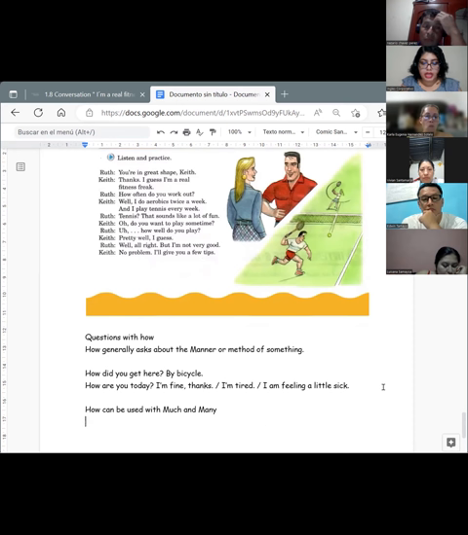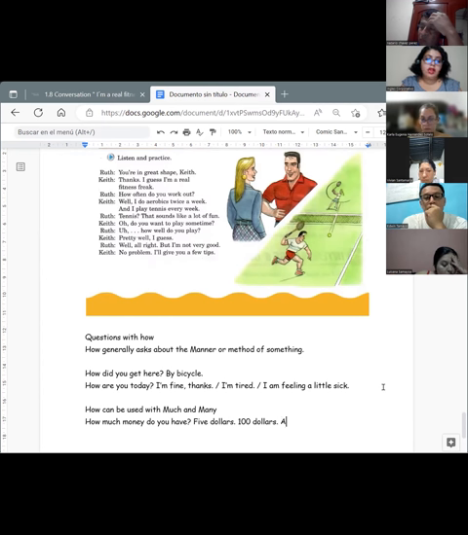And we have here the question, how much money do you have? ¿Cuánto dinero tienes? And we can answer, $5. We can say $100. A couple of coins. Un par de monedas. Different kinds of answers.